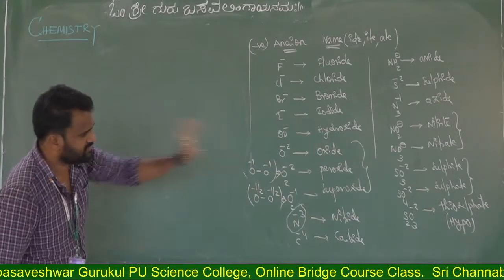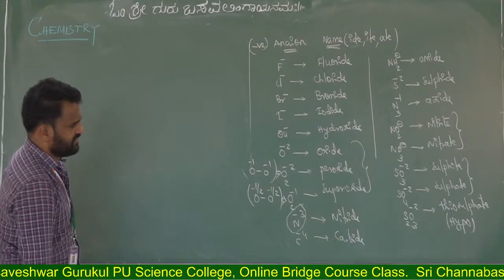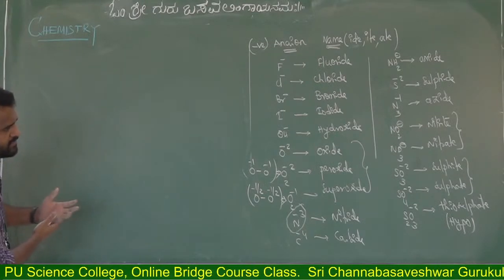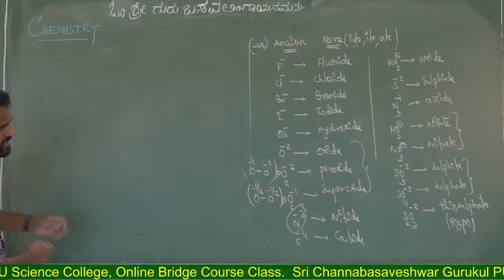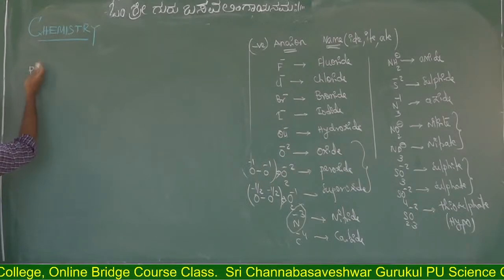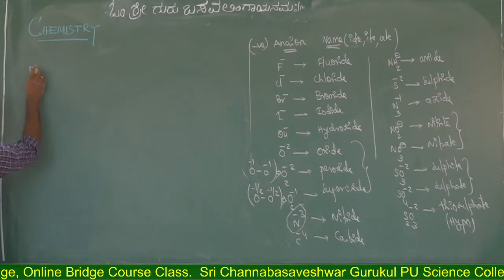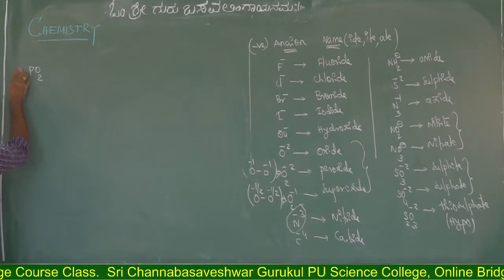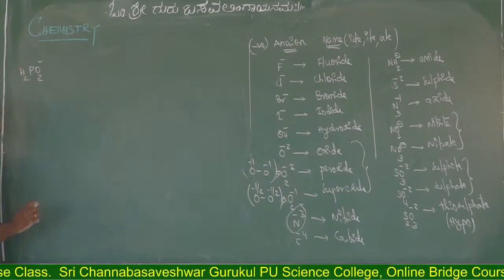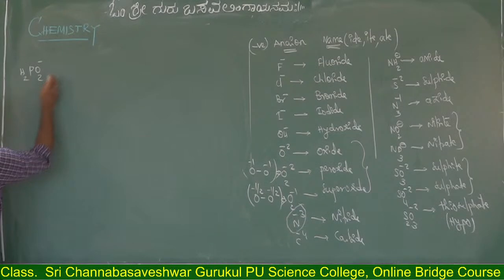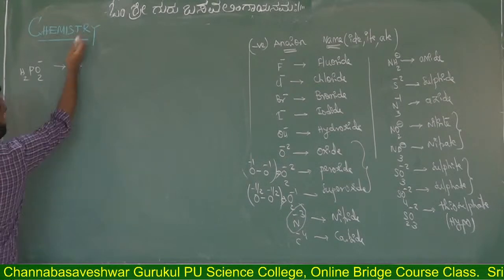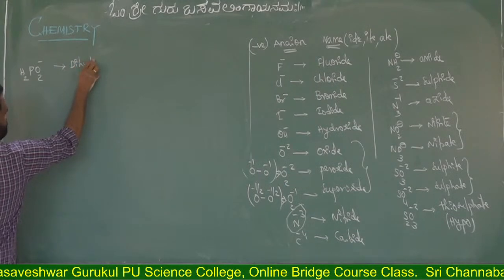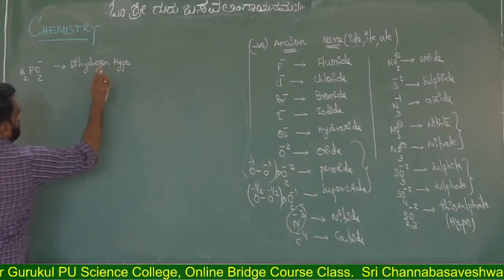After thiosulfate, which is said to be hypo, please remember the next continuation of anions: sulfur, nitrogen, then next phosphorus. Here H2PO2 minus. This is dihydrogen hypophosphate.